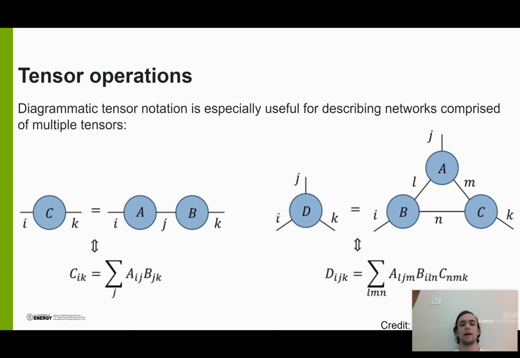So here we have two tensors, A and B, that are joined by index j, and they are equal to tensor C. You can get the values of tensor C by contracting tensors A and B, by summing the products of these entries. So you have entry A_ij multiplied by entry B_jk, and then you sum over index j, and what you get is the entry C_ik.